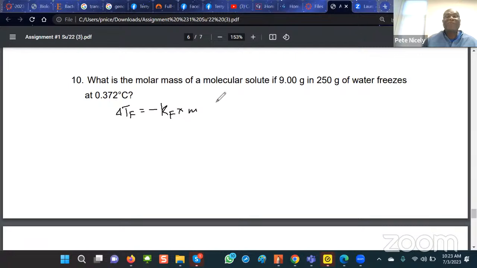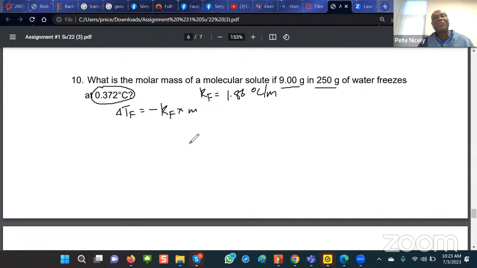All right. So what do we have in this question? We're given the mass of the solute, we're given the mass of the water, and we're given the freezing point of the solution. All right. And KF, of course, you'd have to be given that. And that is equal to, hold on 1 minute. KF is equal to 1.86. So let me write that down. KF is equal to 1.86 degrees Celsius over M.